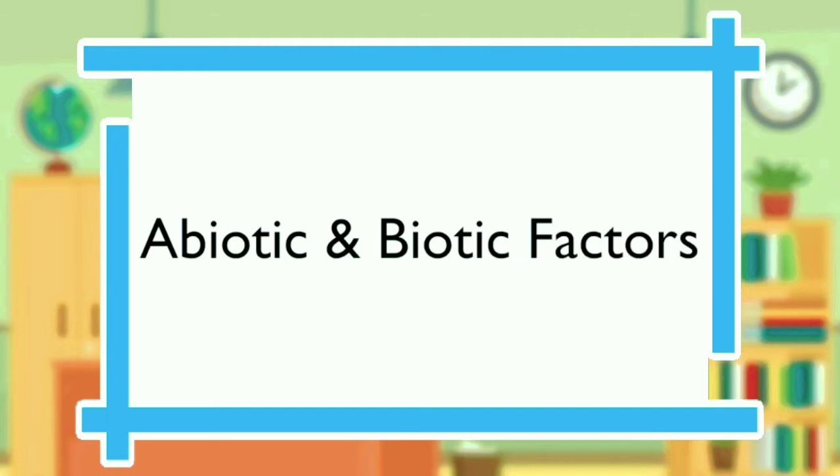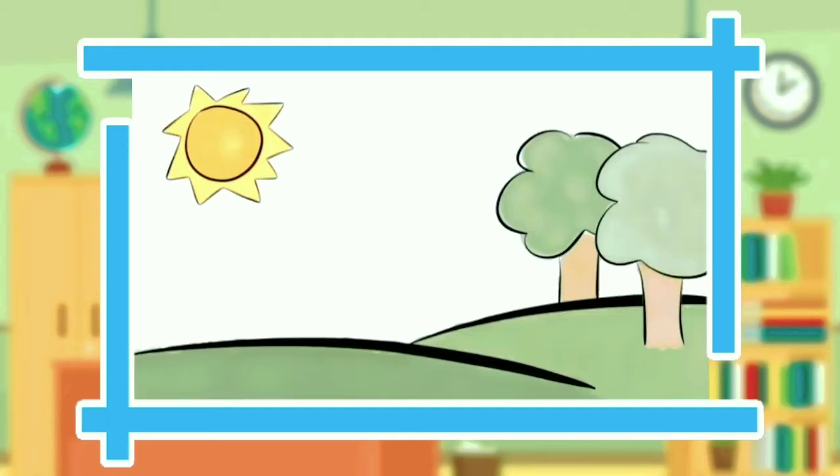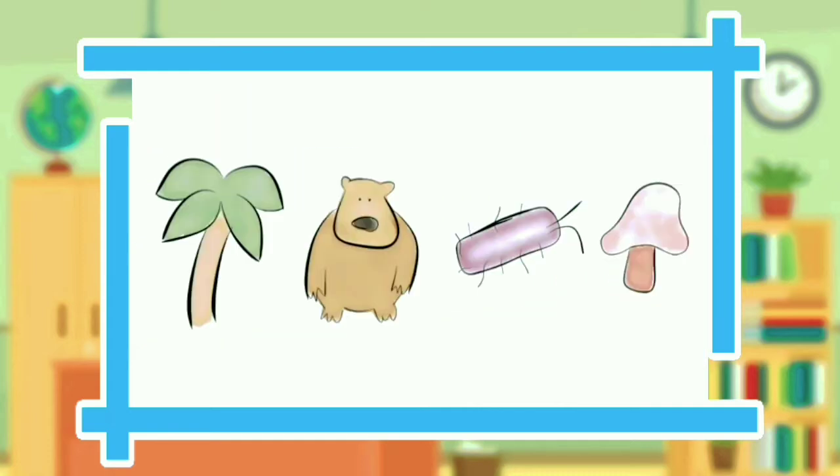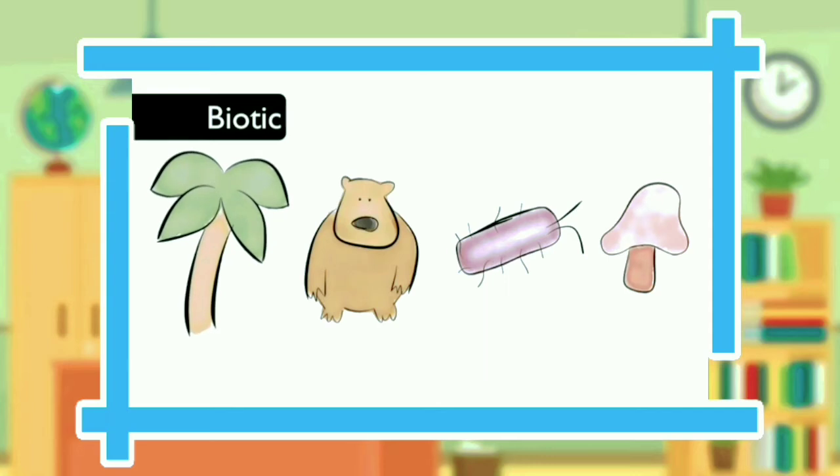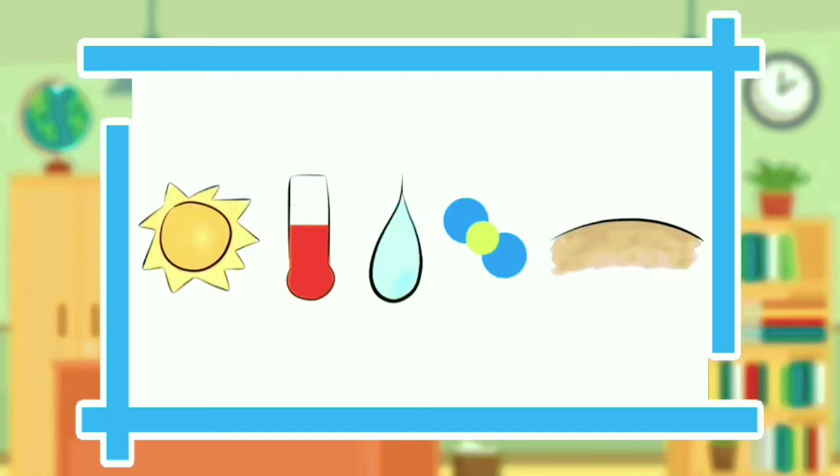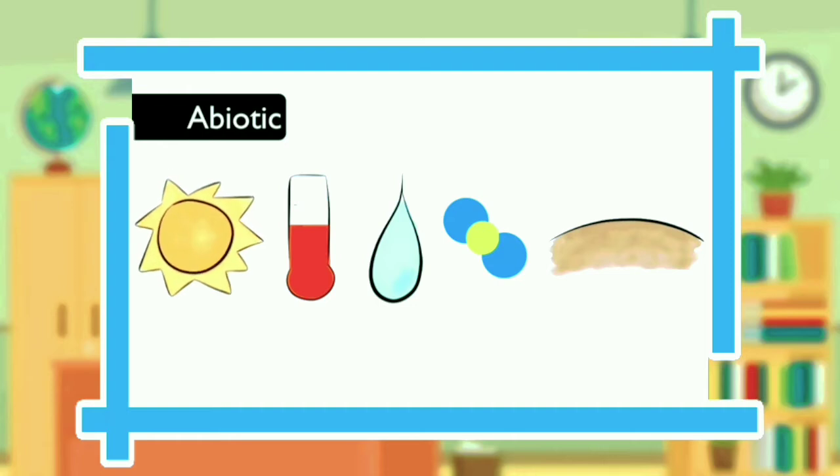Abiotic and biotic factors. An ecosystem contains living and non-living things. The ecosystem has many examples of the interaction between the living and the non-living. Living things in an ecosystem are called biotic factors. Living things include plants, animals, bacteria, fungi, and more. The non-living parts of the ecosystem are called abiotic factors. Some non-living things are sun, temperature, water, atmospheric gases, and soil.